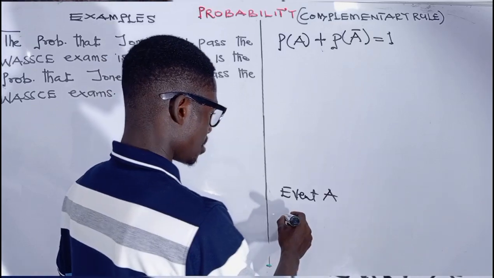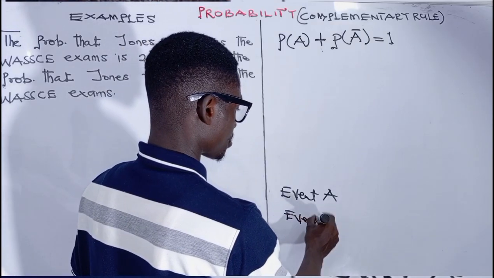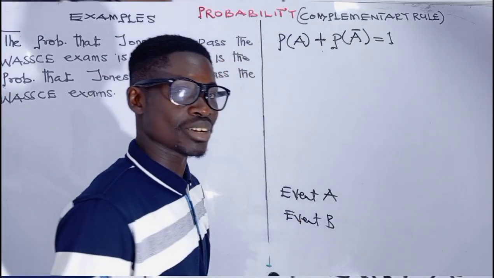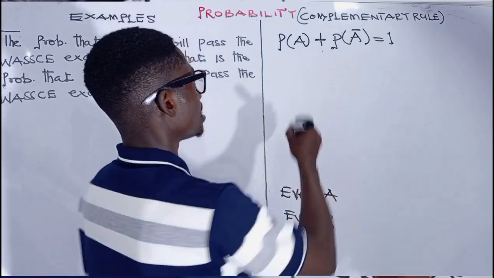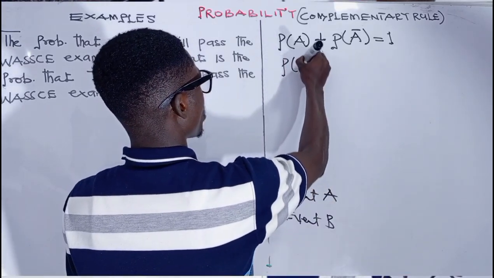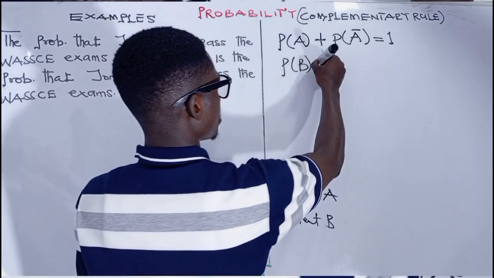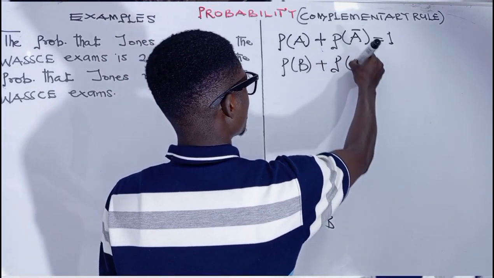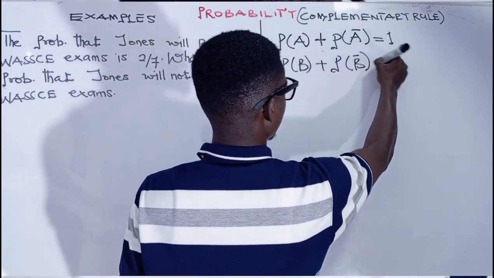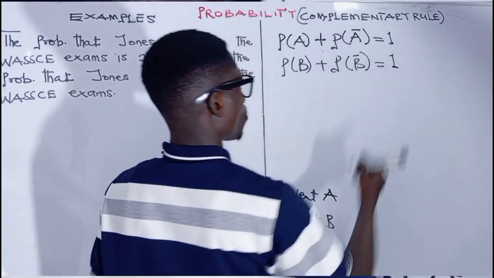So let's take it that we are using the event B. Then the complementary rule says that the probability that event B occurs, plus the probability that event B does not occur should give us 1.